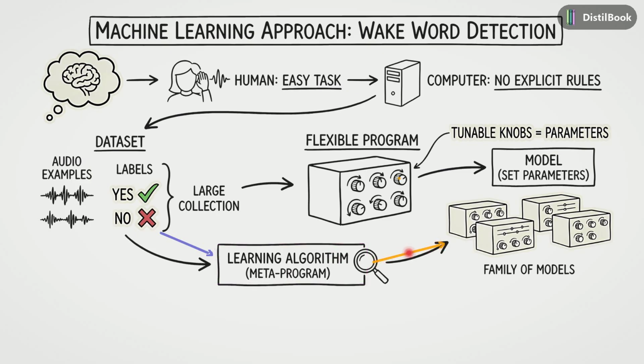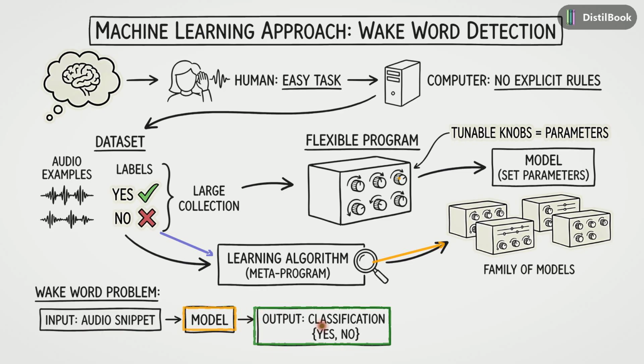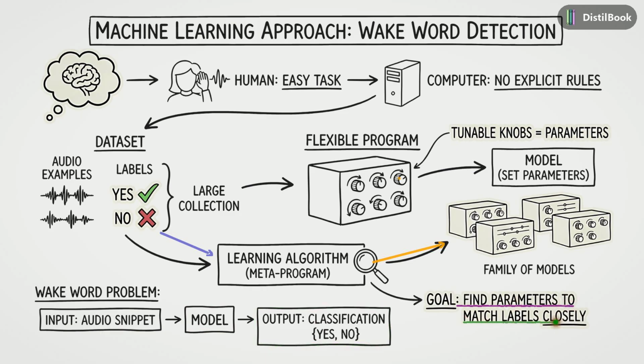To make this work, we must define the wake word problem precisely. We feed an input audio snippet into the model, and it produces a classification output of either yes or no. The algorithm's ultimate job is to find parameters that make the model's output match the labels closely. In short, instead of programming the solution directly, we program a learner to find the solution for us by adjusting parameters to match data.